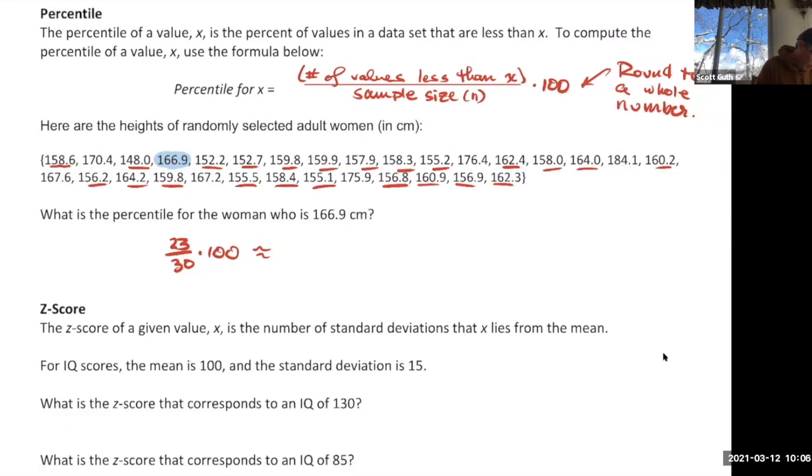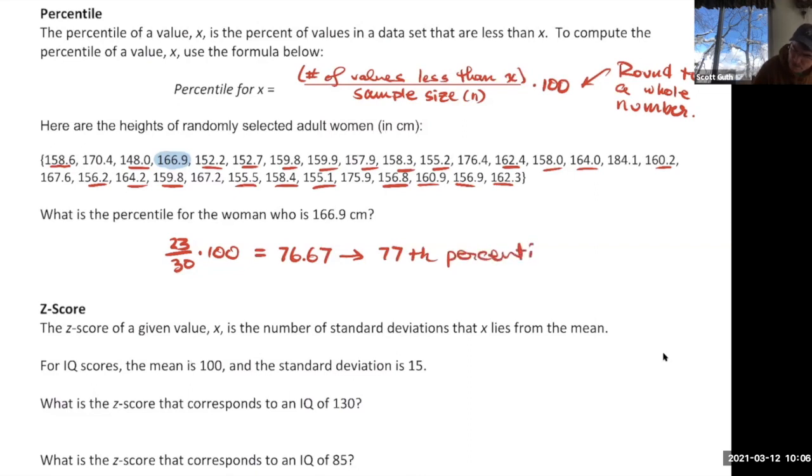Give me a shout out on that one. 76.66. Yeah, so 76 point, let's say 67. But again, you need to round this off. So we're going to call this the 77th percentile.